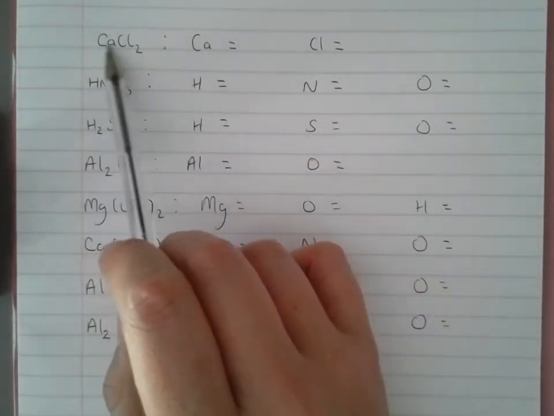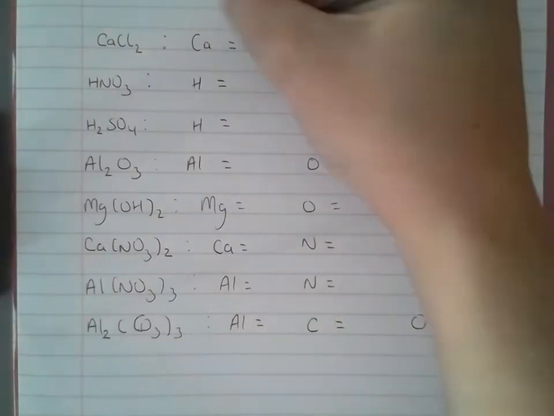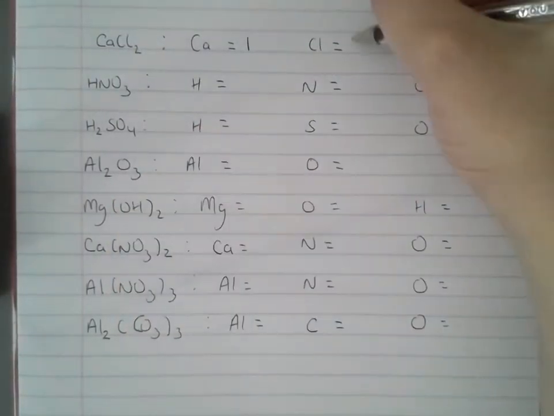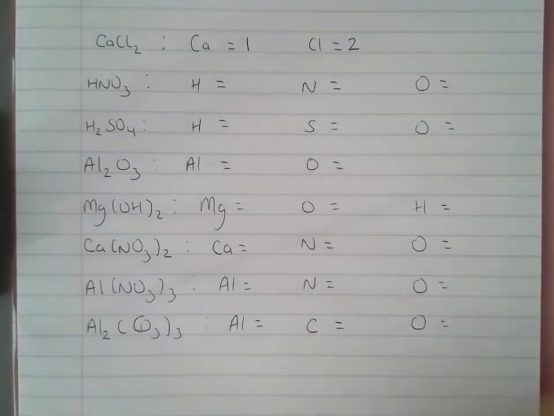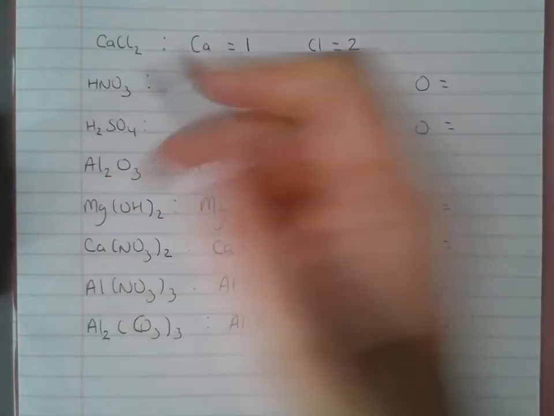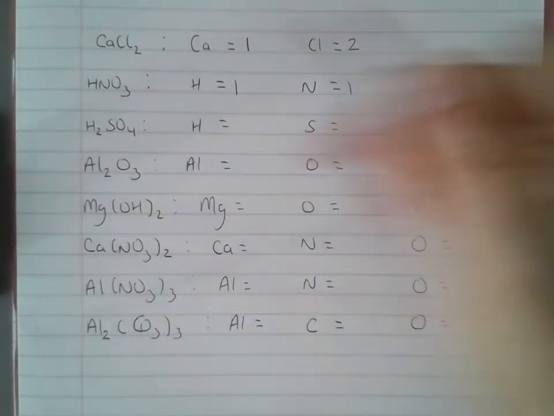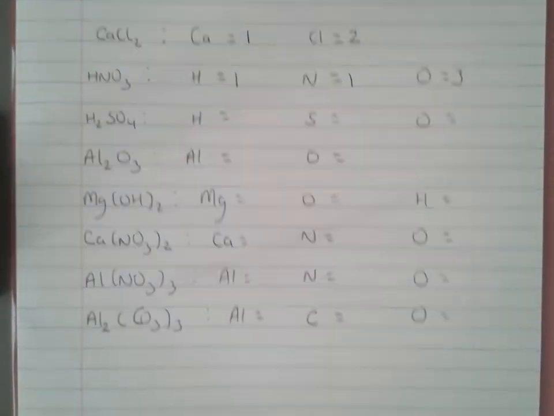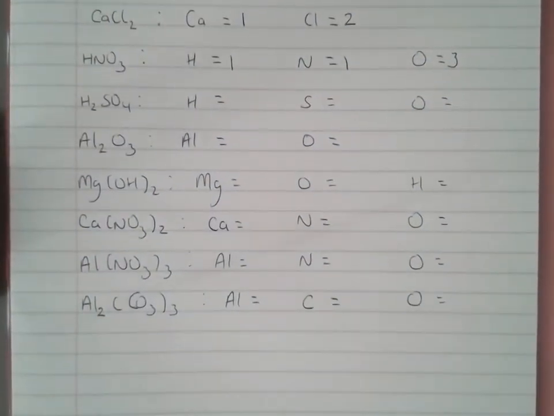So if I was doing this one, there's no number after Ca, so I'd write Ca equals 1. But for chlorine, Cl, there's a 2, which means I've got 2 chlorines. Okay, for the next one, hydrogen, there's only 1. Nitrogen, there's only 1. But oxygen, there is a 3. So just go down through the other 6 and do them yourself. You don't need to tell me what element they are. You just need to tell me how many of that element you have got.